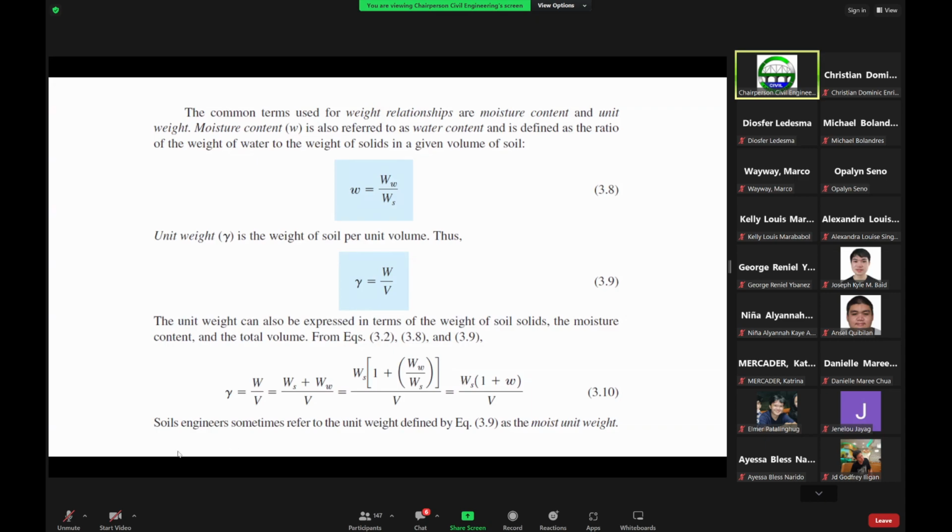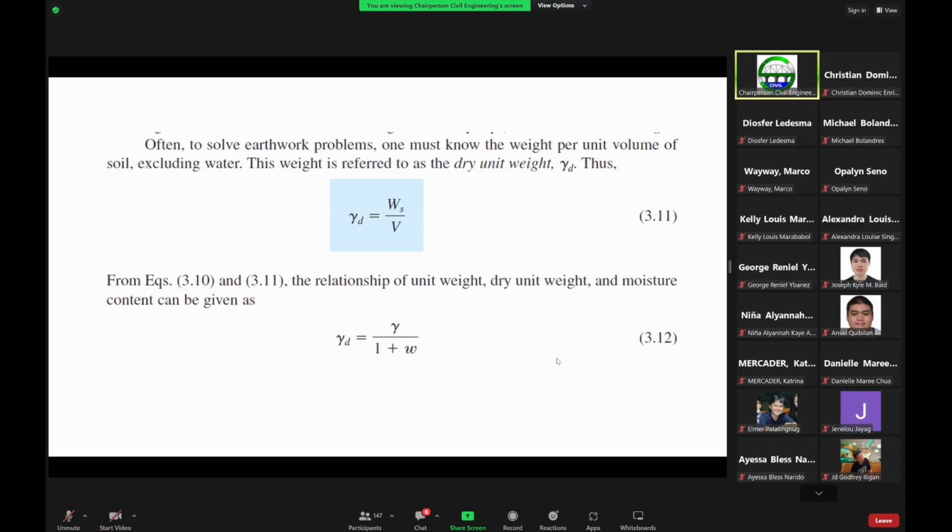For soils engineers, they sometimes refer to the unit weight given in this equation as the moist unit weight, or sometimes the unsaturated unit weight in our field, for example. So again, it depends on whom you're talking to.